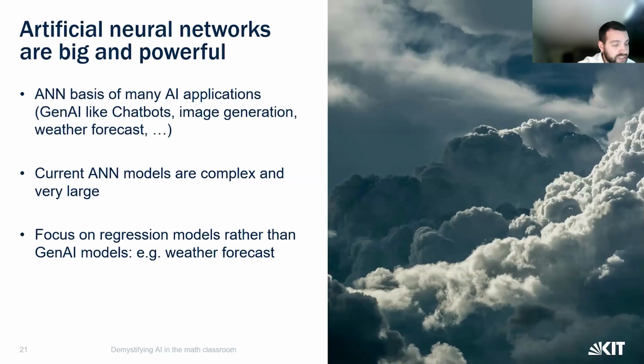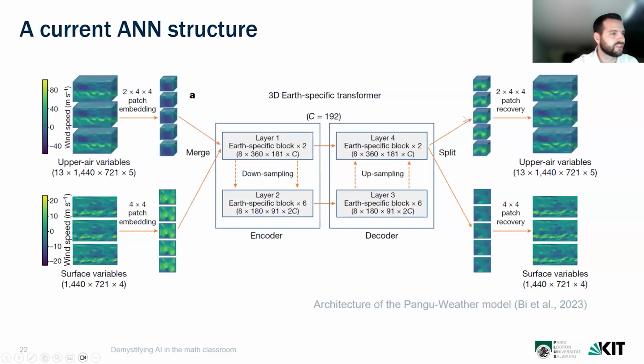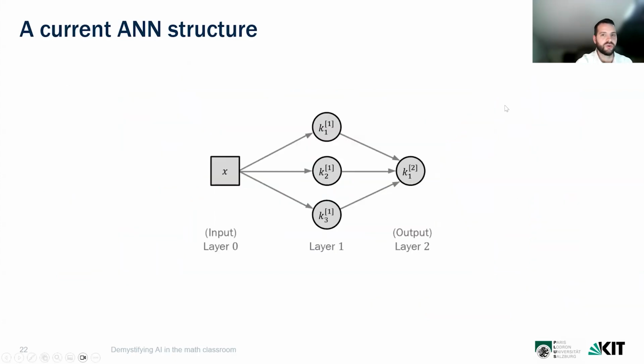And even so, with current chatbot models having trillions of parameters, even the weather forecast models have like 64 million times 4 parameters. And the structure here, I don't want to show it too long, is still very complex. So what we do is we simplify it down. We look at a very small artificial neural network which has one input, 3 nodes and 1 output.